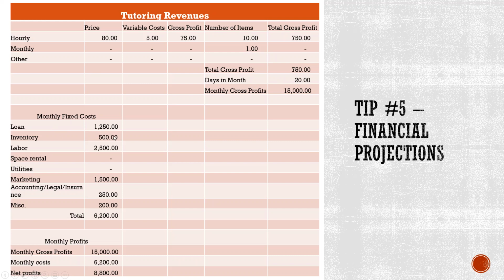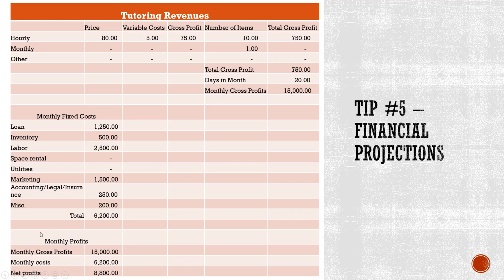You're going to identify what your loan payments are, your inventory, your labor, your marketing, your legal, your miscellaneous, and you're going to total all that information into monthly fixed cost. Once you're done with that, you're going to take that $6,200 and mosey it right on down here into section number 3.